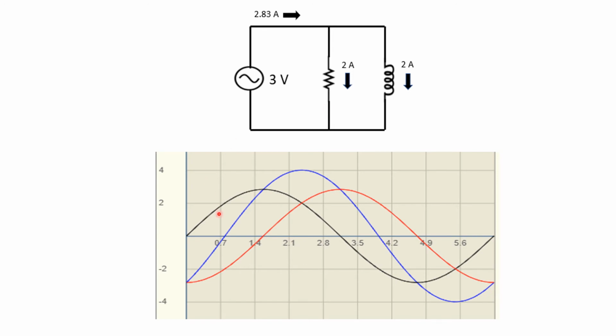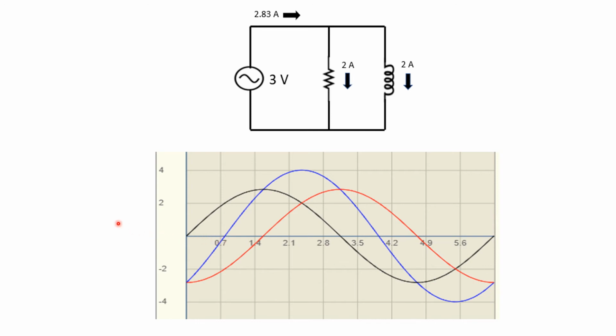The source current, the blue curve, is the sum of these two currents and is perhaps surprisingly not their algebraic sum of 2 + 2 = 4. And it's not in phase with either of the two currents, but rather halfway between the two, lagging the voltage by 1/8 of a cycle, or about 2 milliseconds.